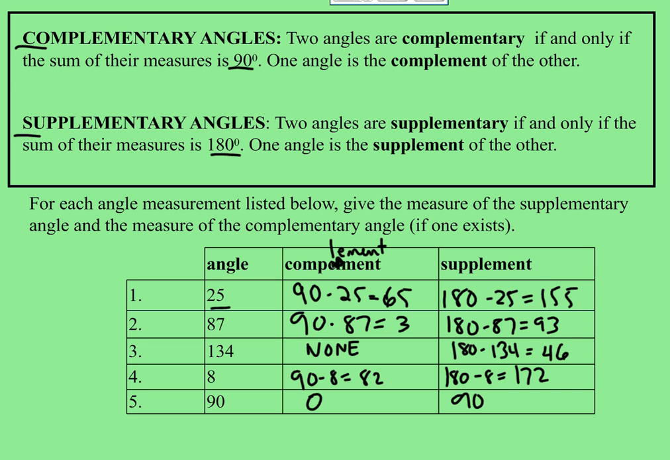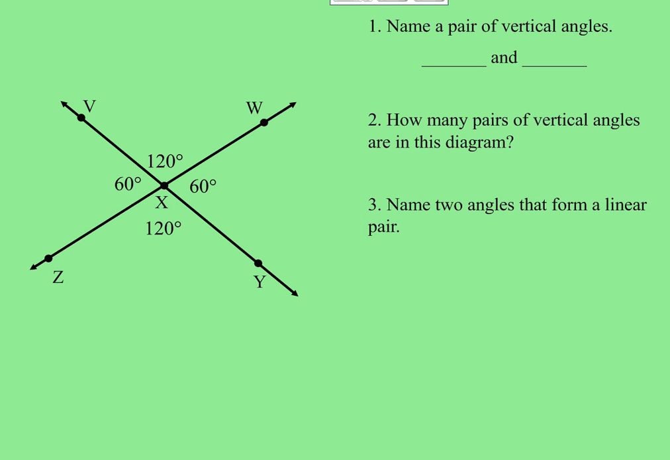Okay, do a quick check against mine and see what you get. If you have an angle bigger than 90, like for number 4, there is no complement. The complement doesn't exist. You can't have a negative angle measure. So number 2, the supplement's 46. Number 4, complement 82, supplement 172. Number 5, complement 0, supplement 90.